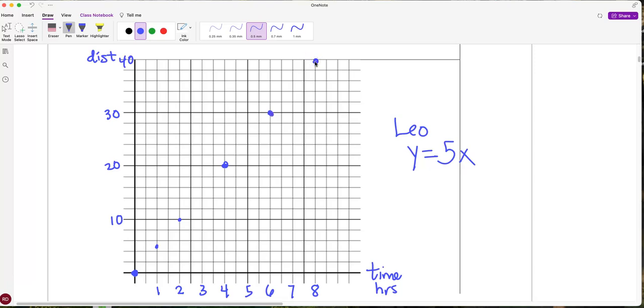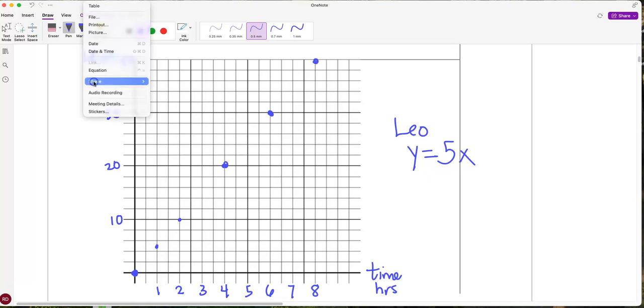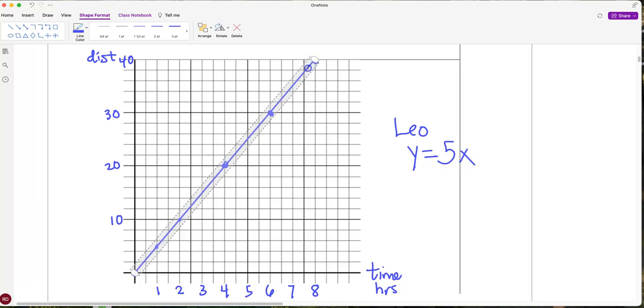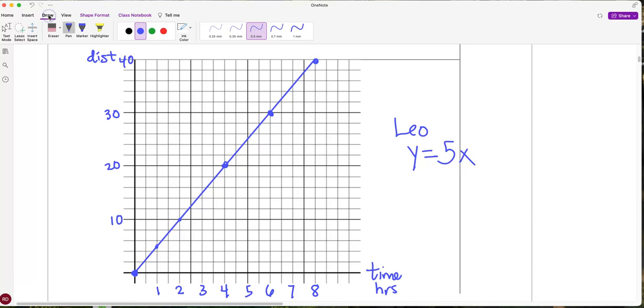So if I draw that line there, try to make this about as accurate as I can. It should be good. Okay. So this is what Leo is doing. And he ends at the point 8, 40. Okay, so going 5 miles an hour, it takes him 8 hours to get to the end of the trail.